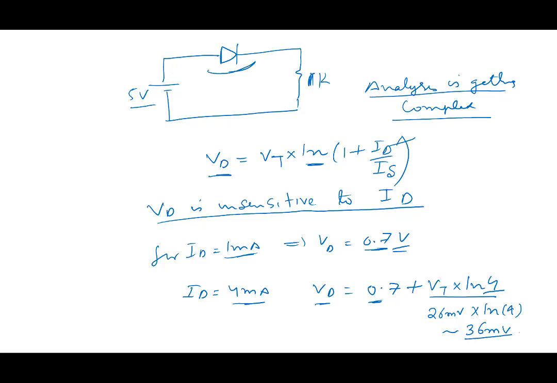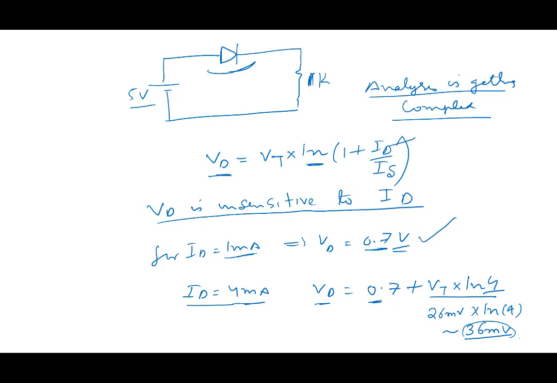So suppose we have a value of 0.7 at 1 milliampere, and in our circuit the current flowing is around 4 milliamperes. So VD is a little higher, higher by 36 millivolt. Is it going to make a difference to my current calculation?